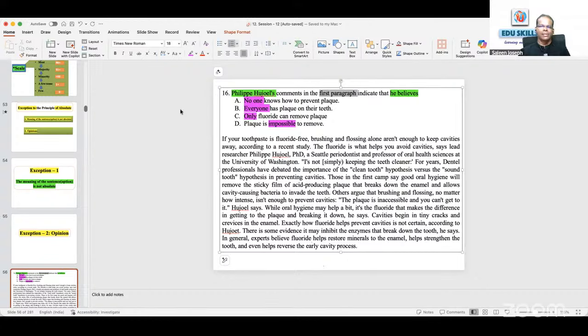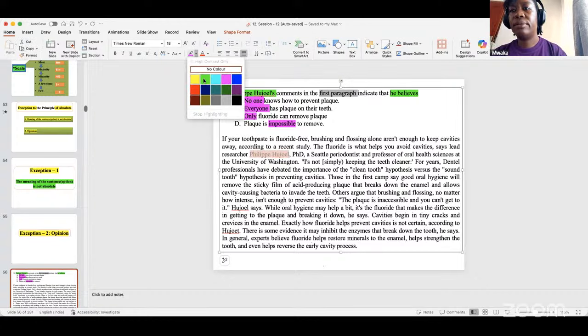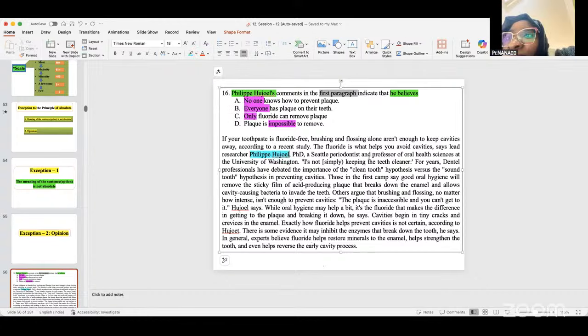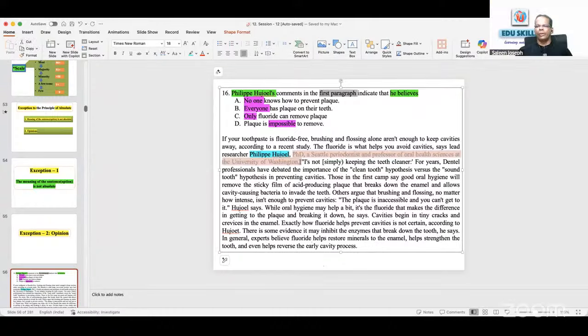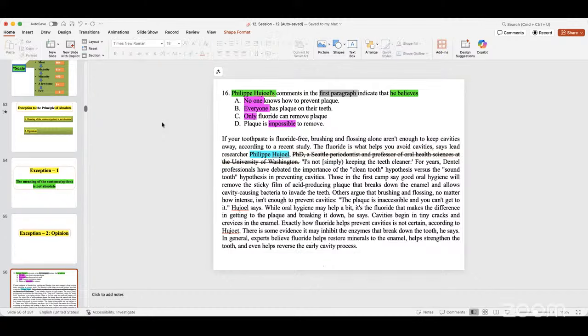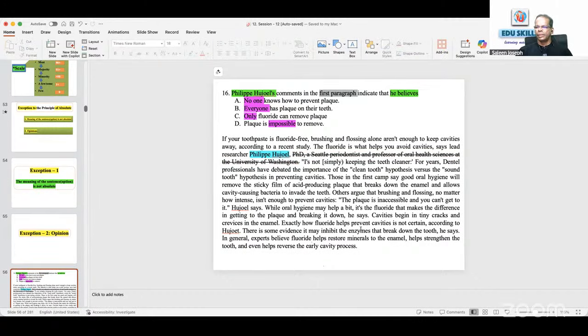Now, since we cannot eliminate, to locate the answer, what is the criteria here? Name. You have to search for the name. Where is the name? Third line. Philippe Hujol, third line. Okay, then see, all these compliments when you read, you simply ignore, don't read. Third last line. Hujol, this third last line.